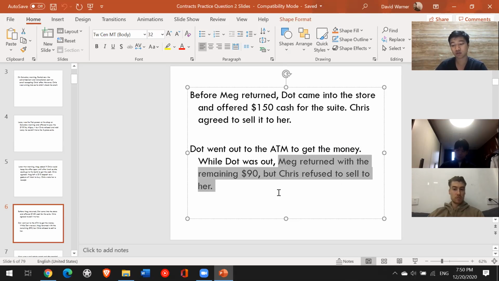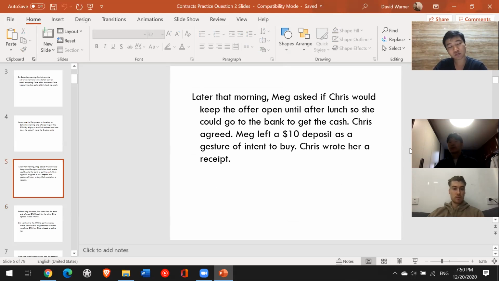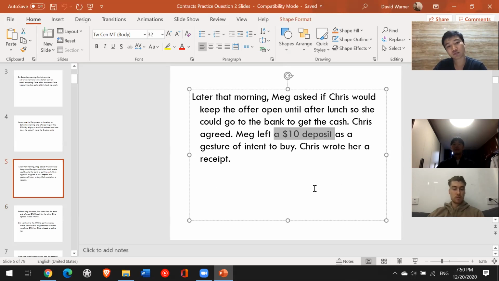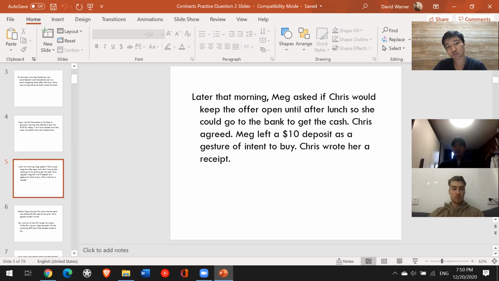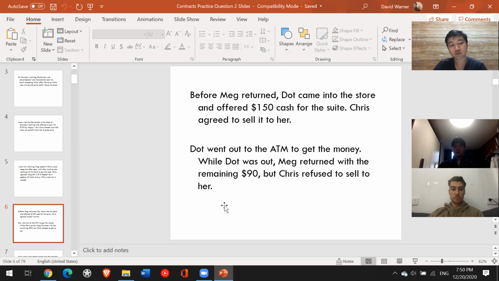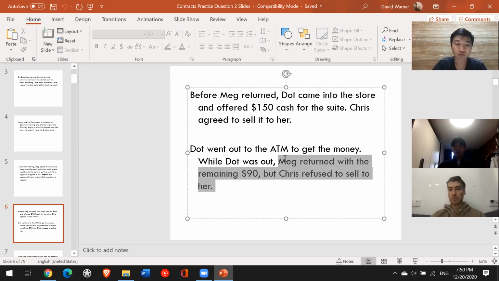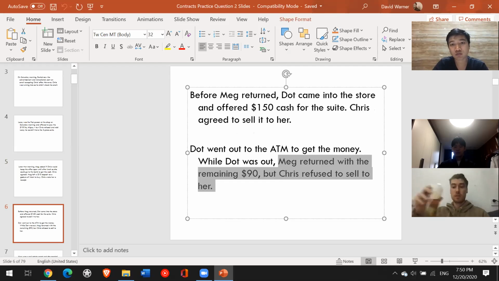Meg walks into the store with $90 in cash. Meg said, I'm going to give you $10 now, and I'll come back a little later with the rest of the money, right? And then she came back with the cash. There's no postal rule. At which hour did she come back? Because the time was important. Okay, I didn't write it here, but let's say it's fine.